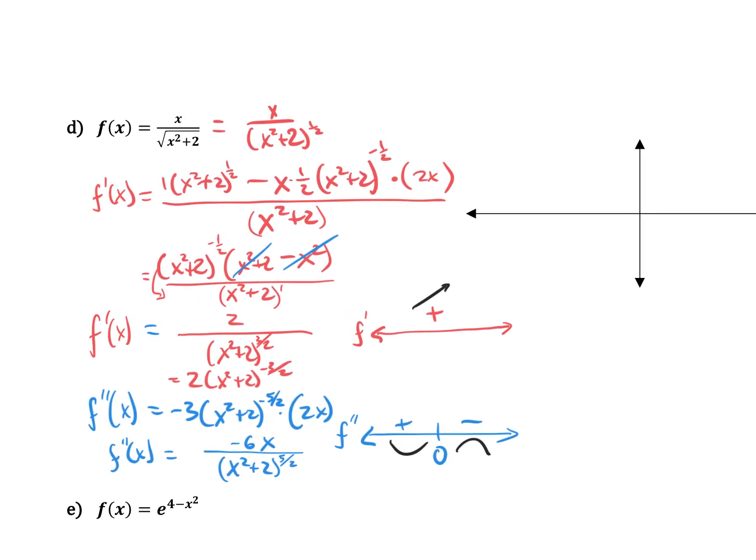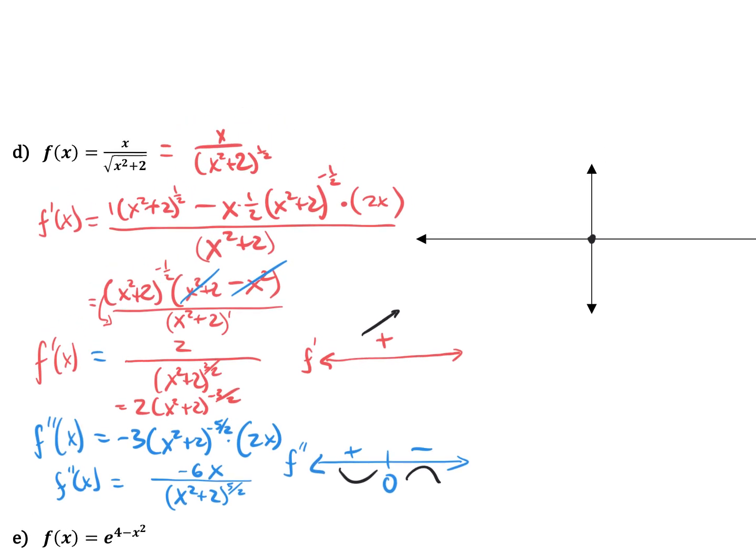We can plug in 0 to get a starting point. If we plug in 0, we get 0 over the square root of 2, which is 0. So we know it goes through 0. We know it's always increasing here. And 0 is an inflection point. Okay, so this is inflection.